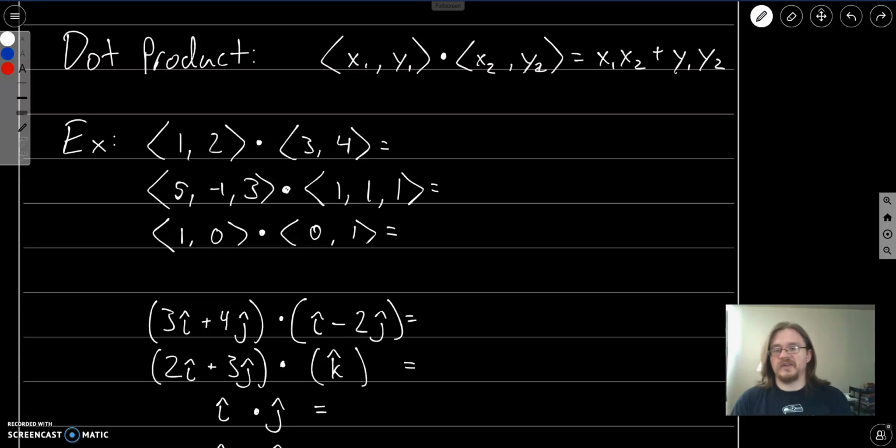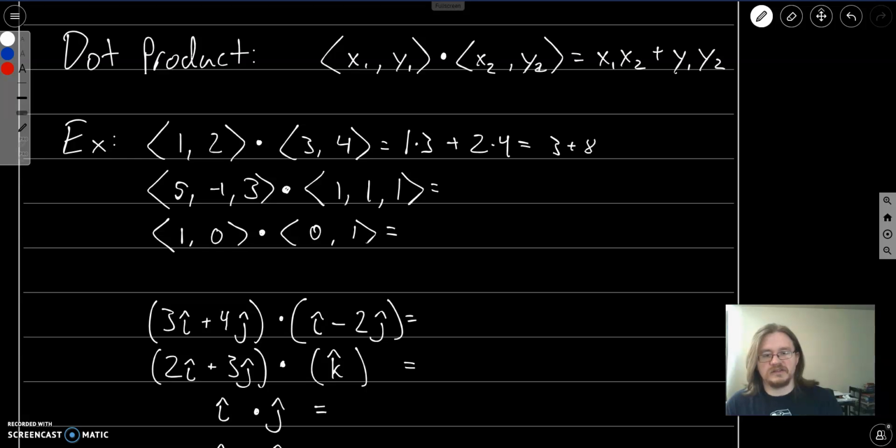So let's just do a couple of examples. We have the vector 1, 2 times the vector 3, 4. So what happens is we take 1 times 3 plus 2 times 4 to get 3 plus 8, and that is 11. The dot product of the vectors 1, 2, and 3, 4 is 11.